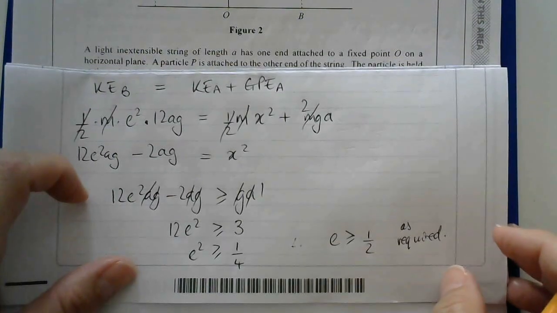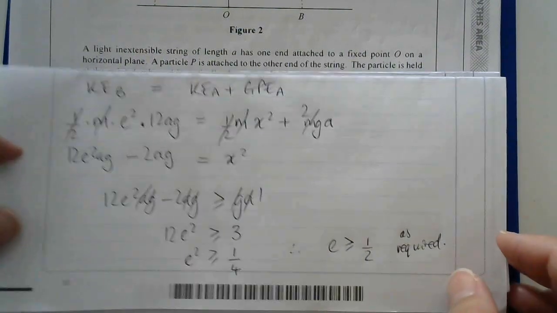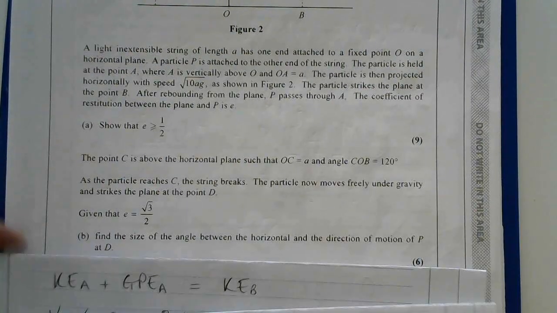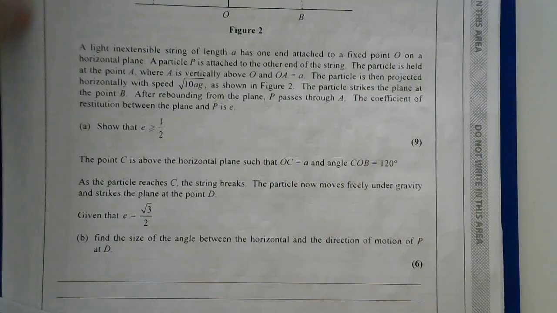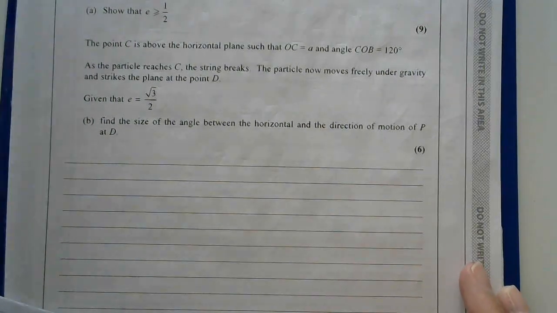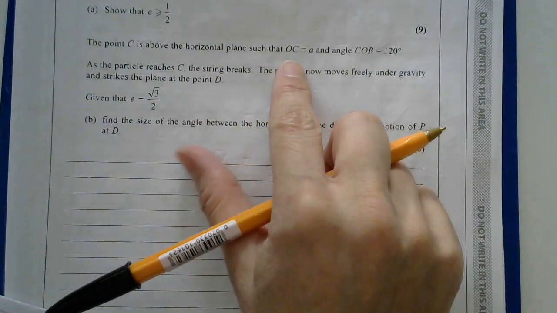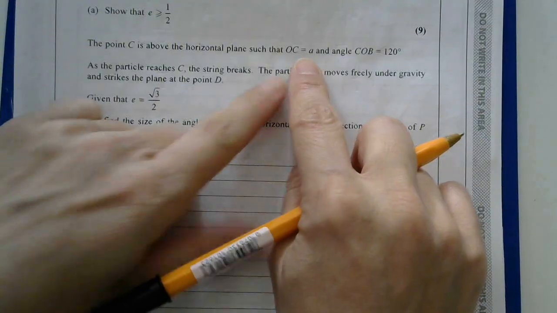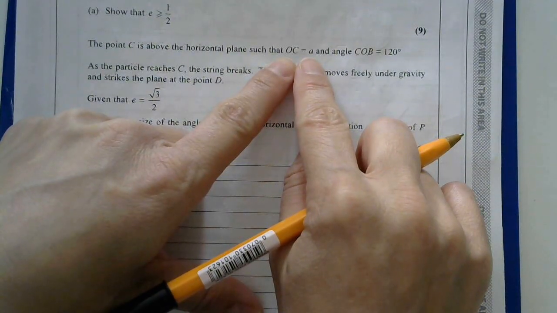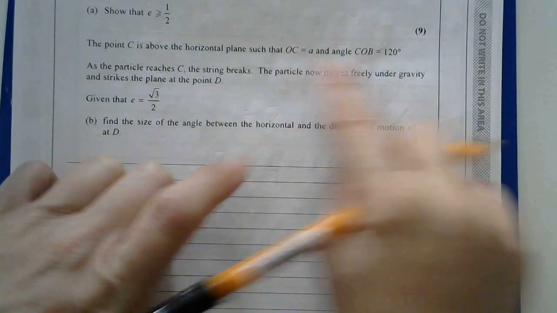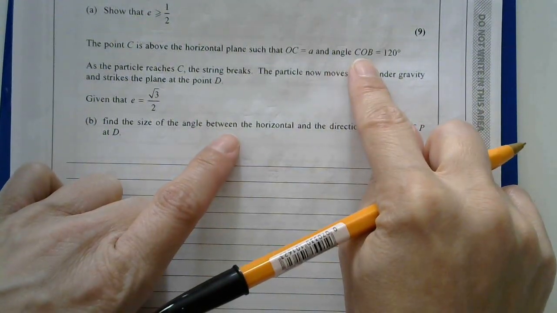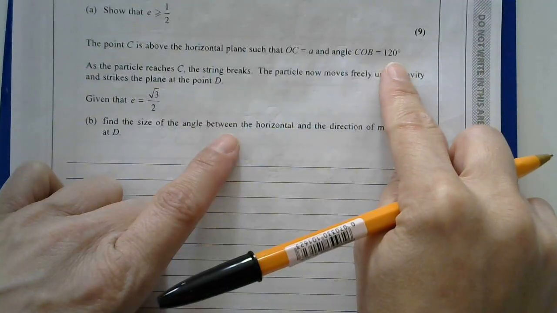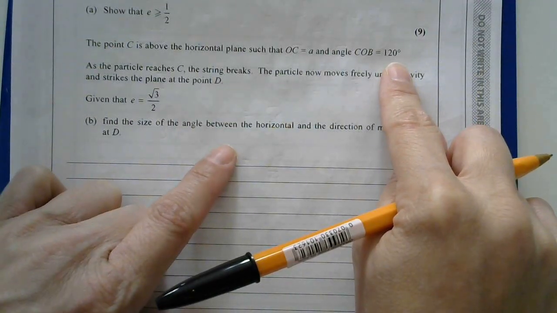Okay, so that is the first part of the question, and that is 9 marks. Phew! Then it says the point C is above the horizontal plane such that OC is equal to a. So in other words, C is on the circle, and angle COB is 120 degrees.